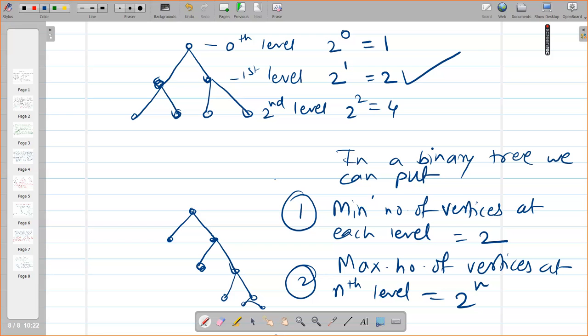And this gives rise to the concept of maximum height and minimum height we can achieve on any number of vertices.